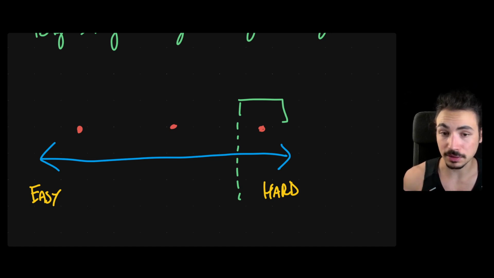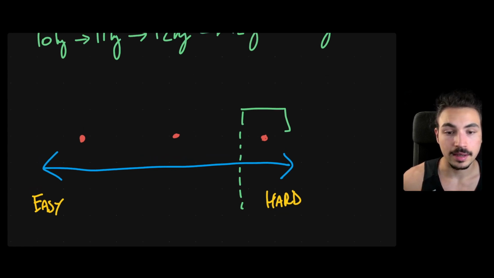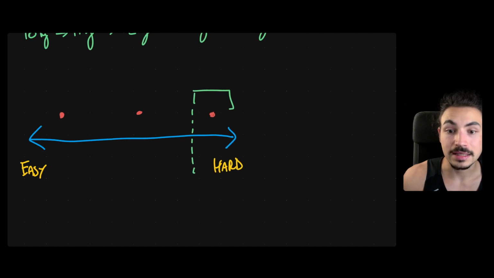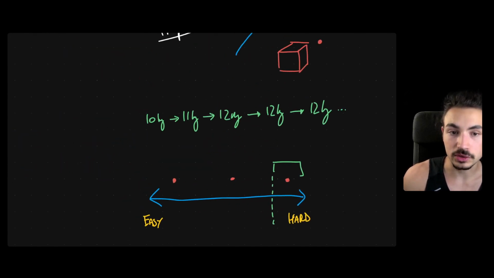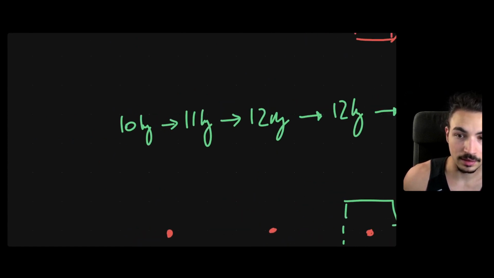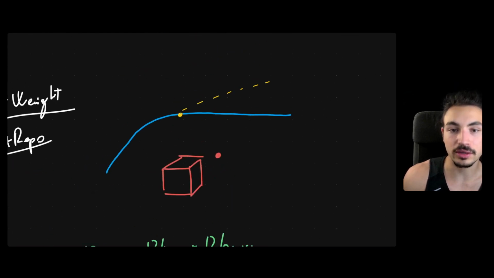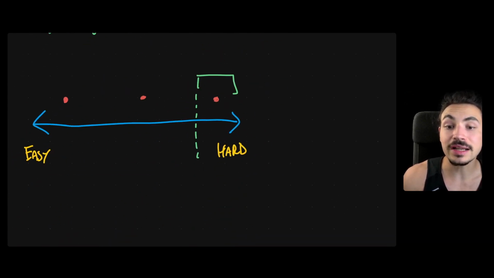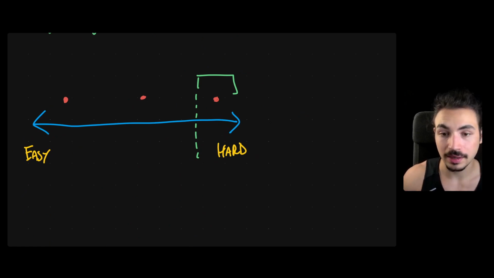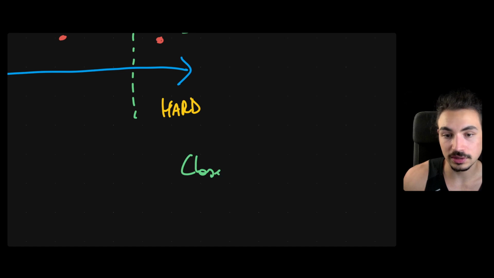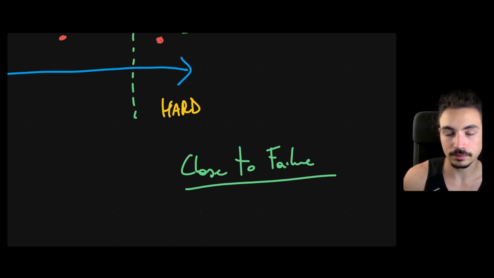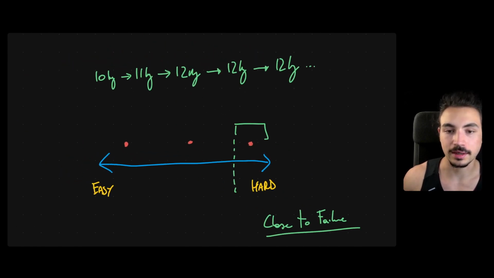This is one of the most important things to understand. It's not about progressive overload, it's about hard training. So if 10 kilos stays hard, or 12 kilos, for a whole month and you feel like you're not making progress, as long as you're training hard, aka close to failure, you're doing the right thing.